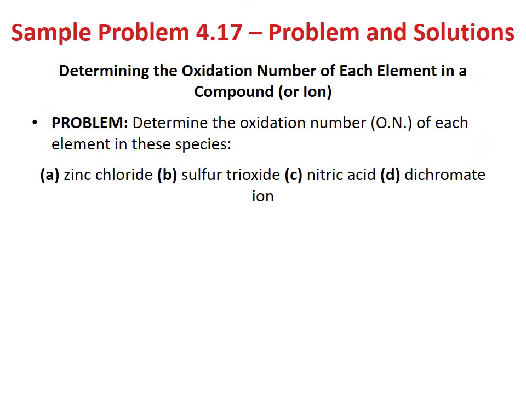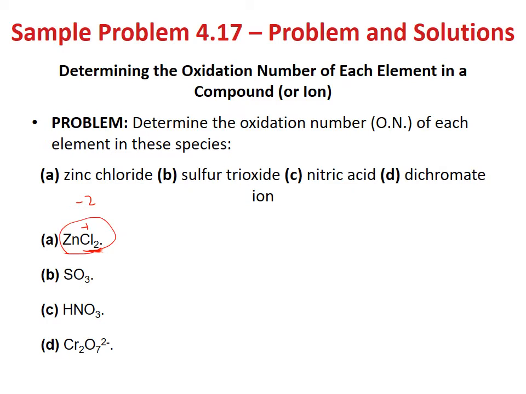Sample problem 4.17. Determine the oxidation number of each element in these species: zinc chloride, sulfur trioxide, nitric acid, dichromate ion. These are the formulas for these compounds or ions. Zinc chloride: chlorine is group 7, so the oxidation number is -1. Because we have 2 of them, added together should be -2. And the sum of the whole formula should be 0, and therefore zinc must be +2.